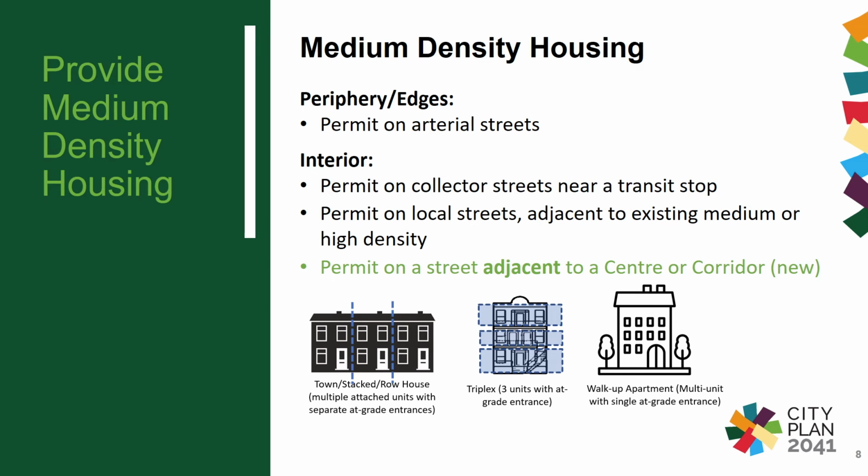OPA 18.4 proposes to loosen the rules about where medium-density housing can occur in neighborhoods so that more of them can be built. The OPA proposes to continue to allow medium-density housing along arterial streets and to allow them in the interior of city blocks on collector streets and local streets if they meet certain criteria. What is new is that they could also be permitted on streets that are adjacent to centers and corridors too.